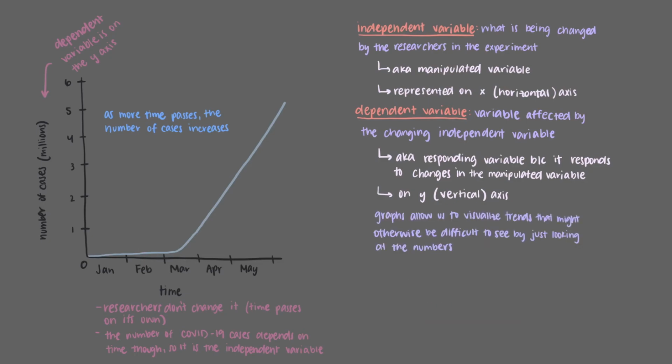Graphs allow us to visualize trends that might otherwise be difficult to see by just looking at the numbers. On this graph, we see that the number of COVID-19 cases rose steadily from January to mid-March. Starting in mid-March, we can see that the number of cases starts increasing at a much faster rate.